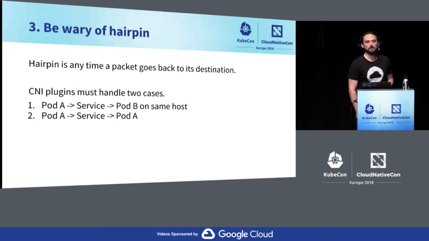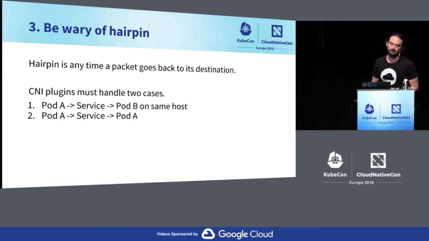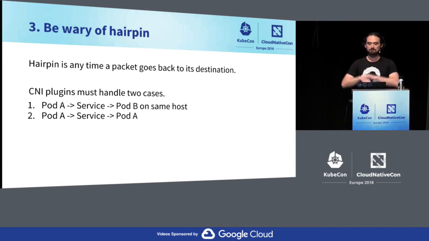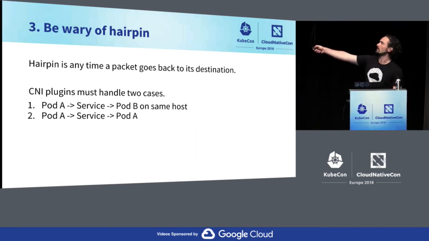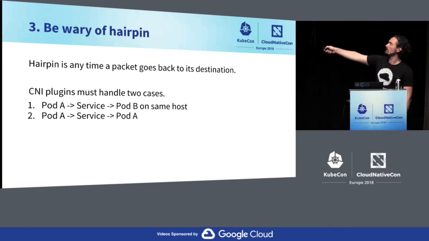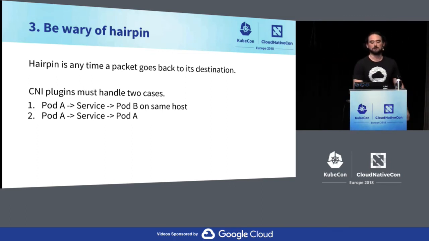The third thing to be aware of if you are a plugin author is to be wary of hairpin. Hairpin is anytime a packet goes back to its destination, and CNI plugins must handle these two cases. Kubernetes must be fully connected. So you have to handle anytime a pod talks to a service, talks to a pod on the same host, and you have to handle anytime a pod talks to a service, talks back to itself. And this has caused production outages, and it was my fault.